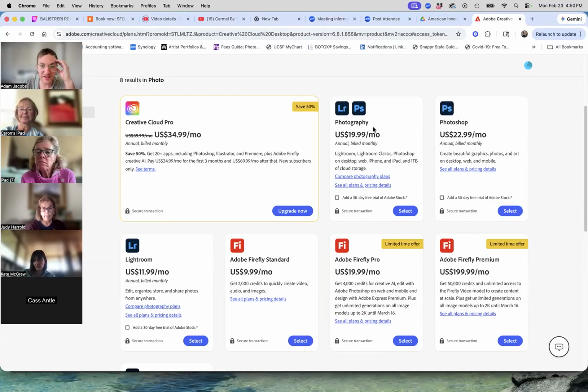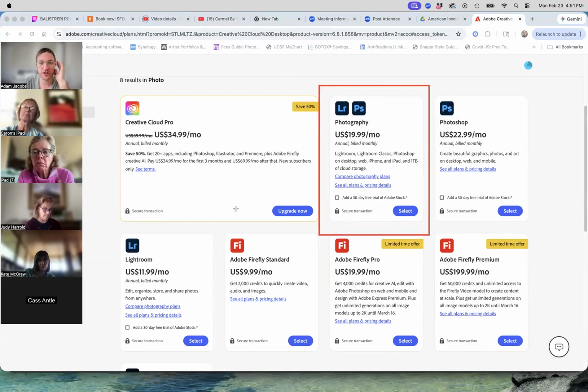But this is the one that I'm hoping that you are all on. So it's Lightroom, Lightroom Classic, and again I'll draw around it. So this is the one you want. It's called the photography plan.